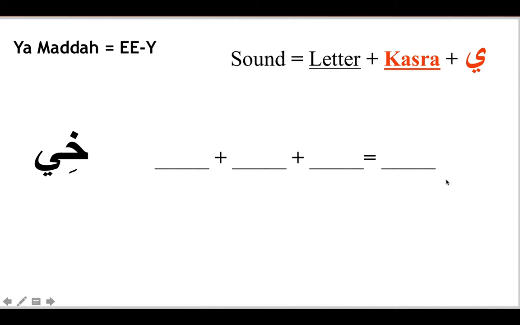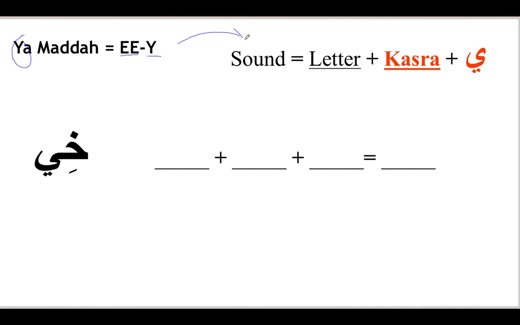Now we're going to get to the letter ya madda, all right? The reason why it's called the letter ya madda is because this stretching of the vowel is involved with the letter ya, with this letter over here. So the letter ya madda makes the E sound, right? That's the same sound as the kasra, except a bit different. You have a y at the end. Now I'll explain what this means in a bit.